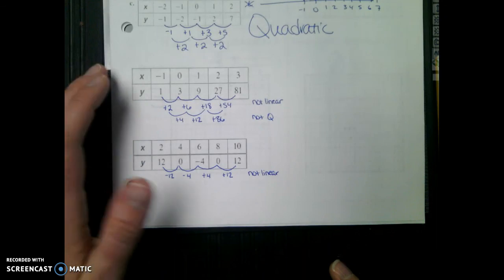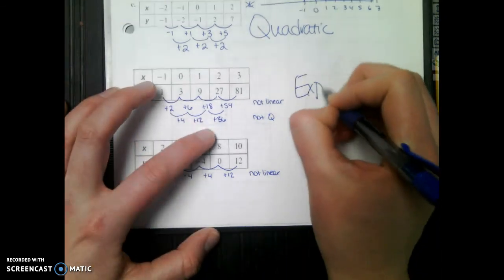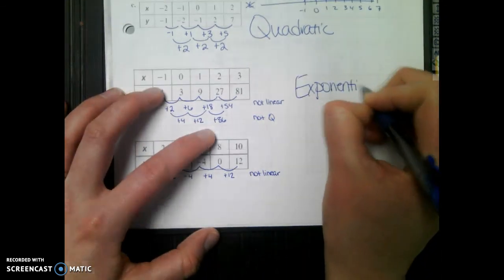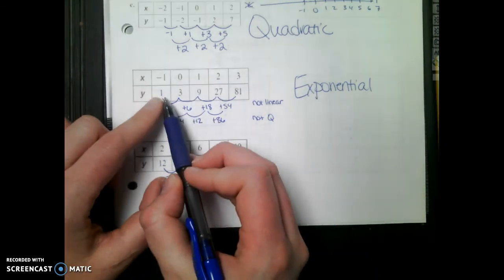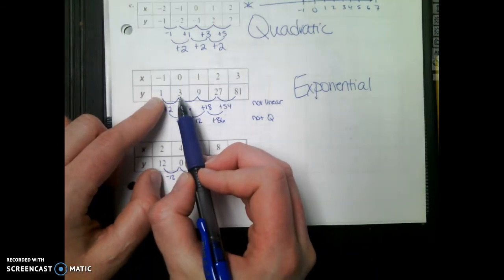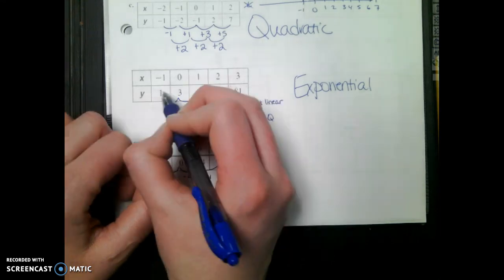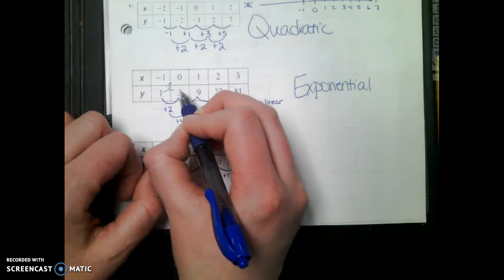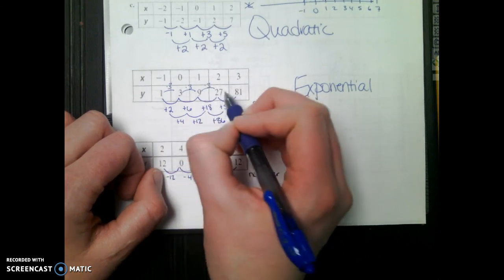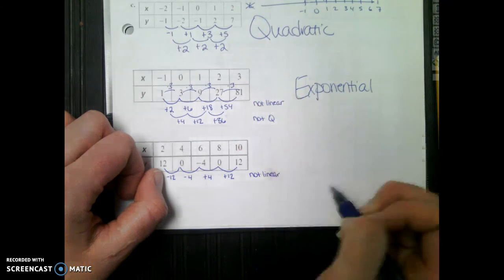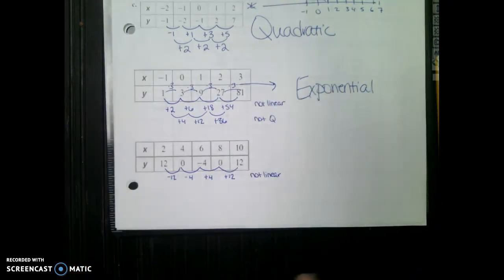What's the other option? Exponential. If it's not linear and not quadratic, it's probably exponential. And then we could check multiplication. Think about multiplication. How did you get from 1 to 3 using multiplication? This would be times 3. Is 3 times 3 9? Yes. 9 times 3 is 27. And 27 times 3 is 81. That means that it's exponential.